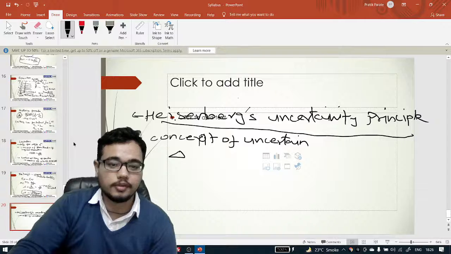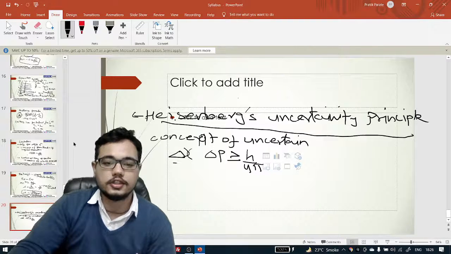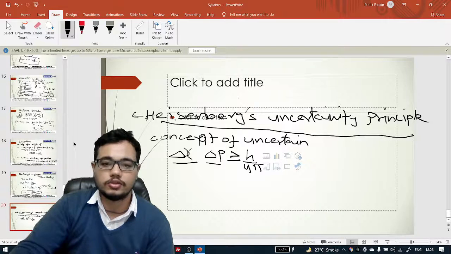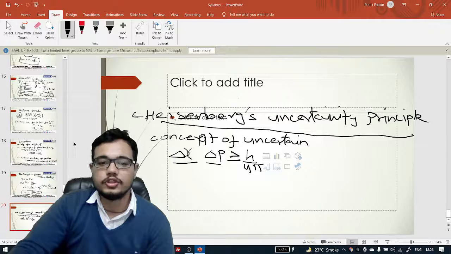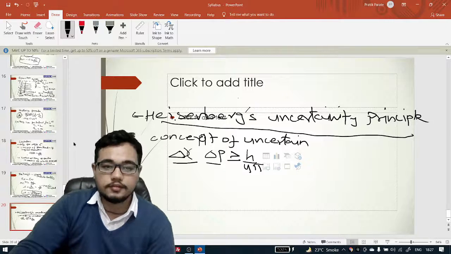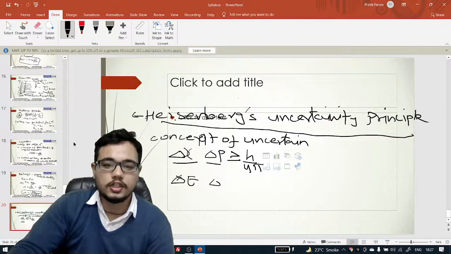Now the mathematical formula for Heisenberg is delta x into delta p is greater than or equal to h upon 4 pi. Here delta x is the uncertainty in the position, delta p is the uncertainty in the momentum, h is the Planck constant. So that means the minimum uncertainty in calculating momentum and position is h upon 4 pi. It will be greater than that or equal to that. In addition to that, we can say delta E into delta t is greater than or equal to h upon 4 pi.